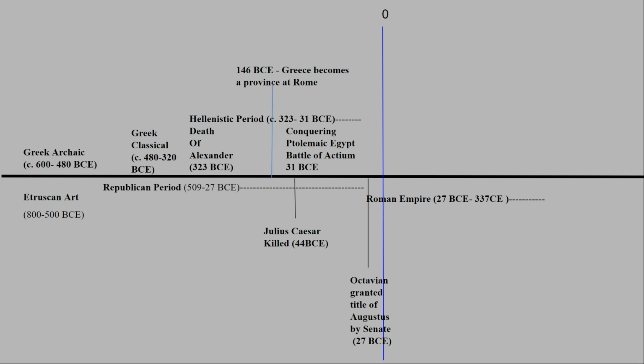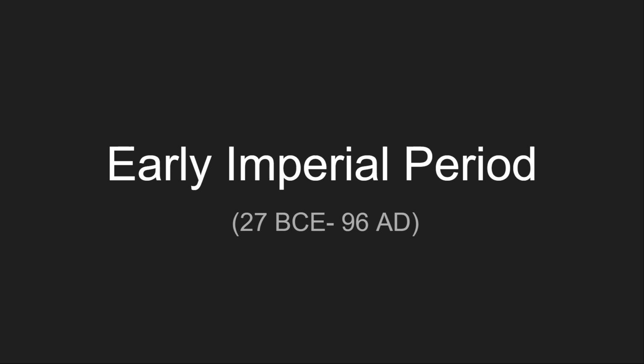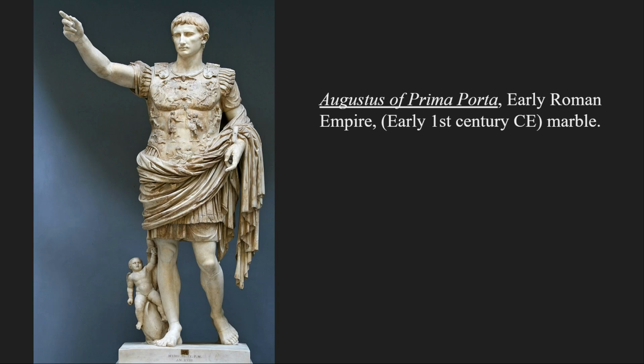So here we are. And here we have Augustus of Prima Porta. So this is an extremely large sculpture. It's 6 foot 8 inches, and it's an imperial portrait.